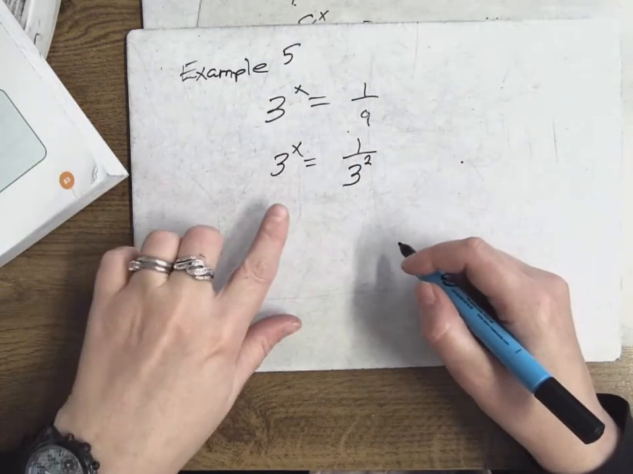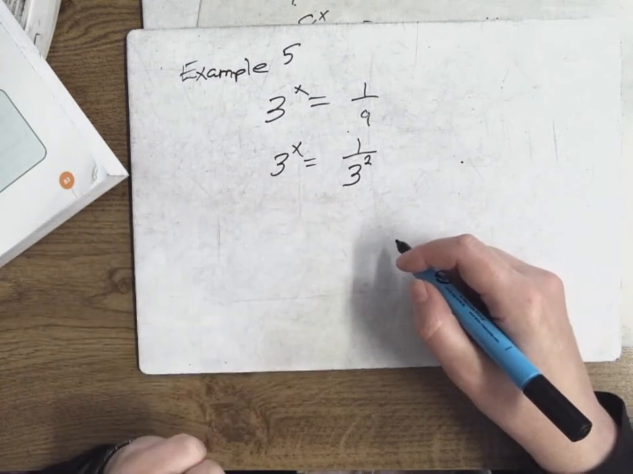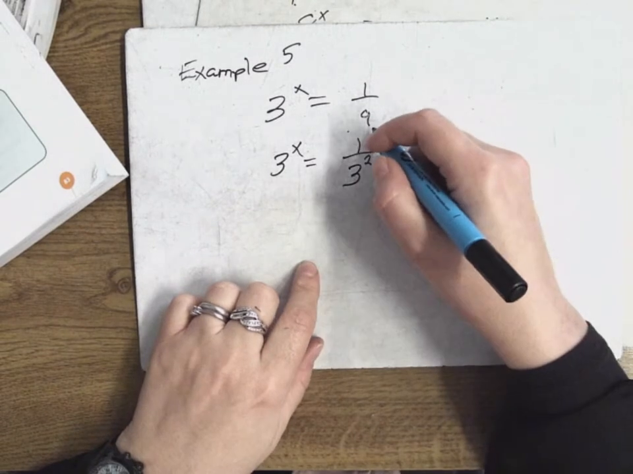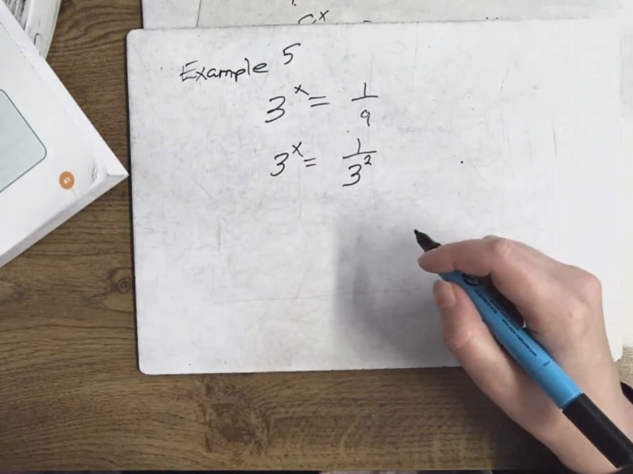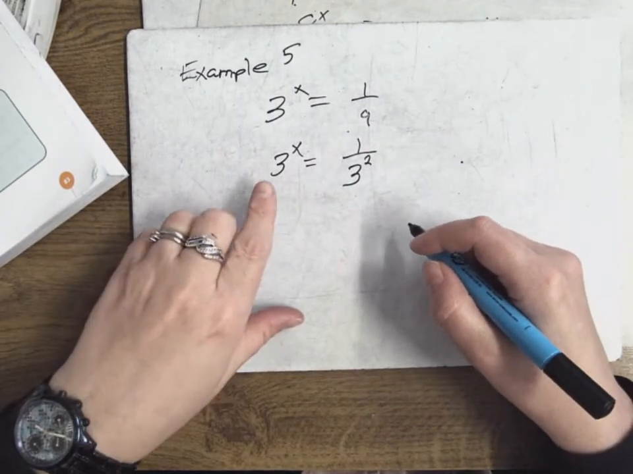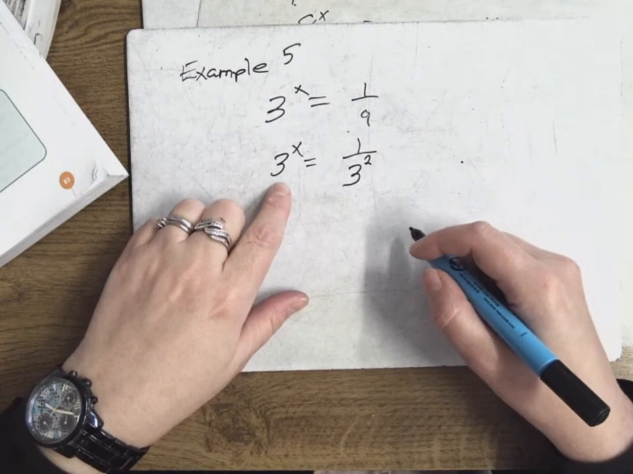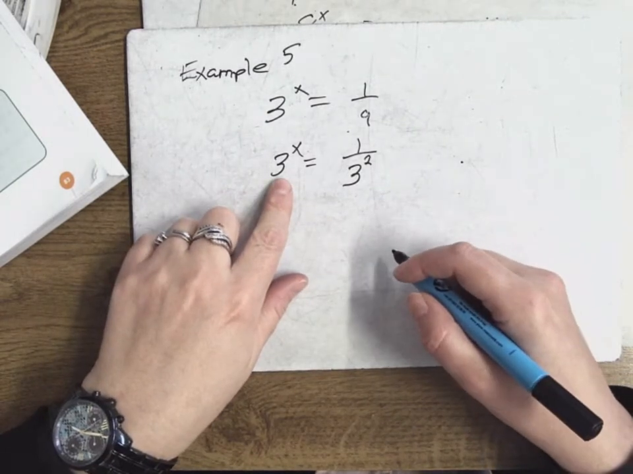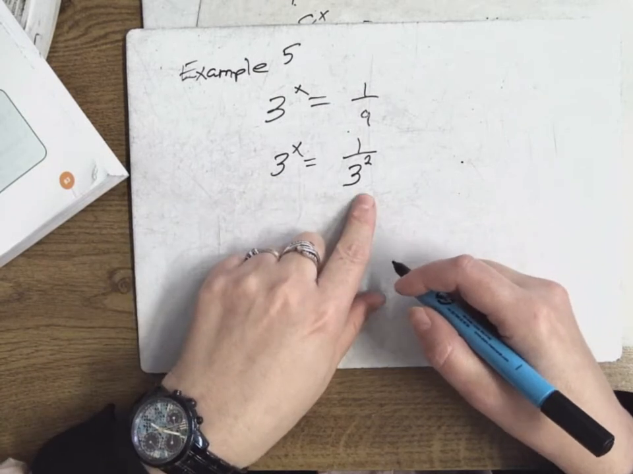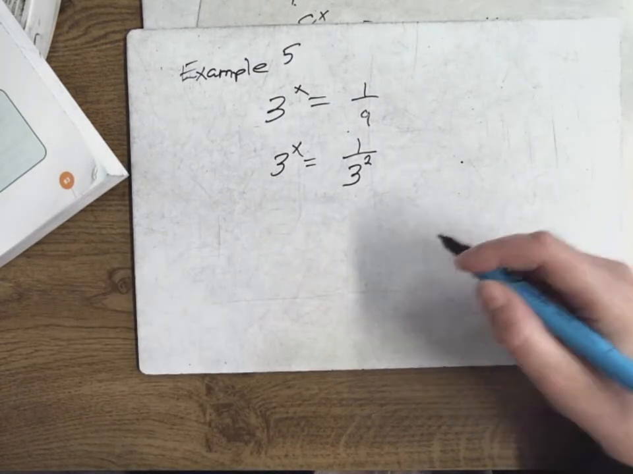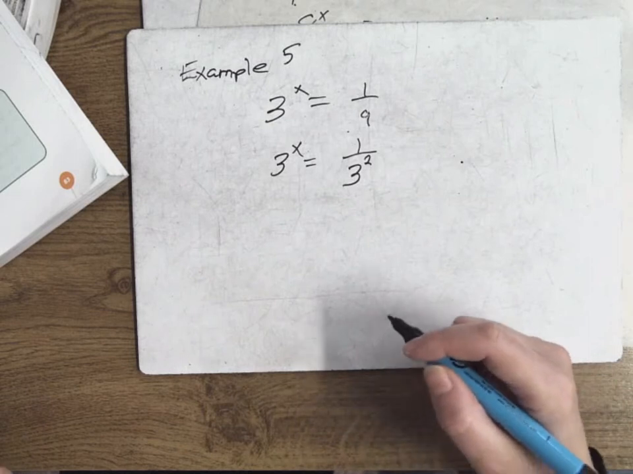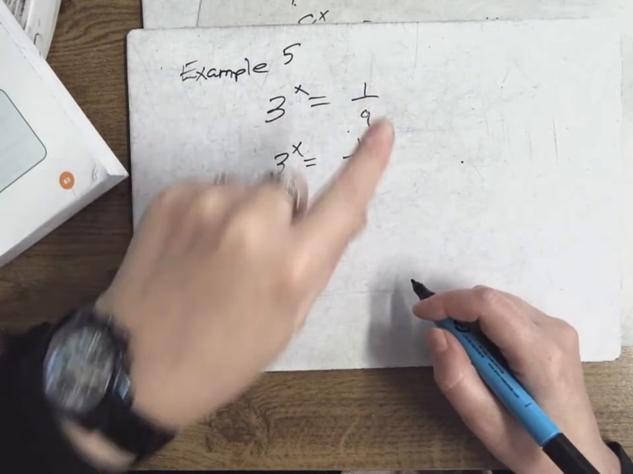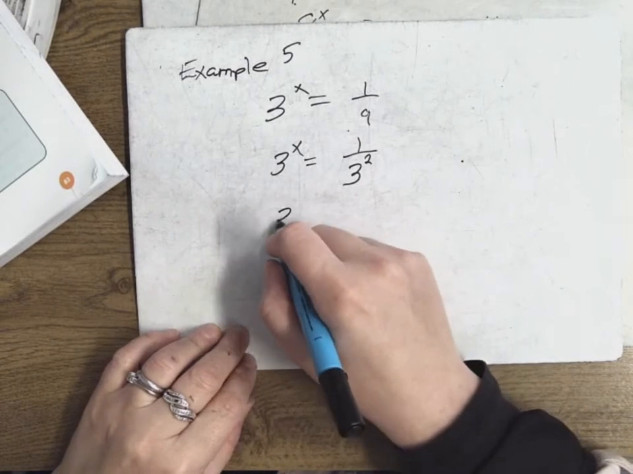Now I can't have one upstairs and the other downstairs. Because 9 is 3 squared, 3 to the power of 2, isn't it? So the clue is to write everything as a power of 3. Now this is upstairs, this is downstairs. They either both have to be upstairs or both downstairs. So I need to bring this one upstairs. Remember that rule.